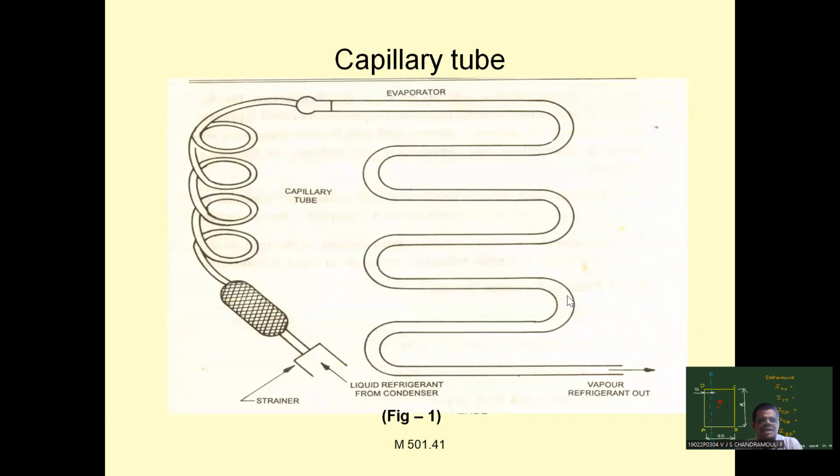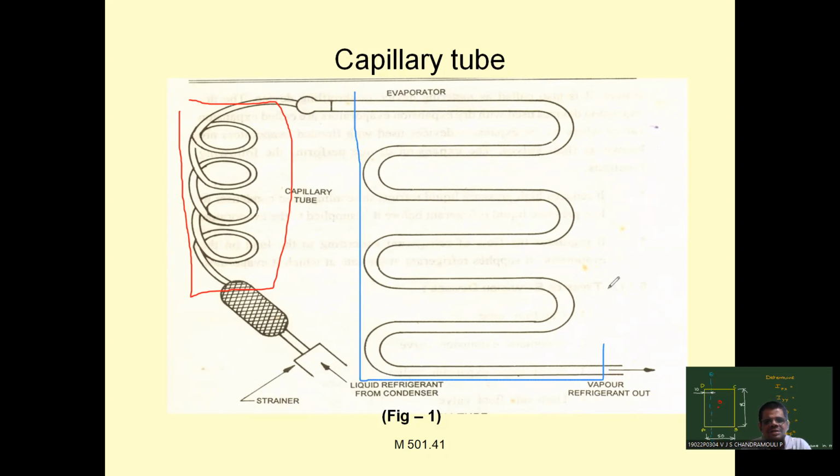So this is basically the capillary tube. Here, the thing in the form of a spring, a spiral, on the left side is called the capillary tube. And the end of the capillary tube is connected to the evaporator. So this is the capillary tube, and this portion is the evaporator. That means the liquid refrigerant coming out of the capillary tube is entering the evaporator.